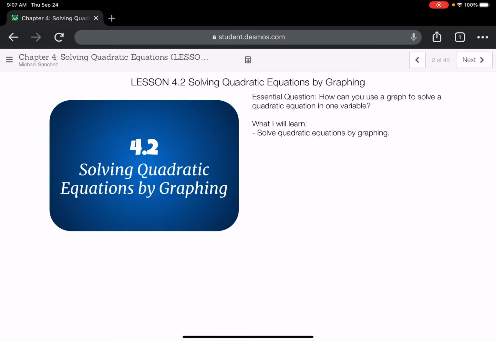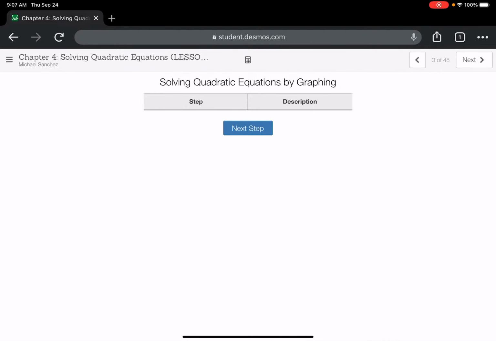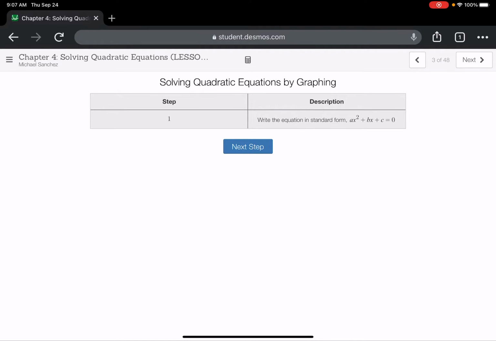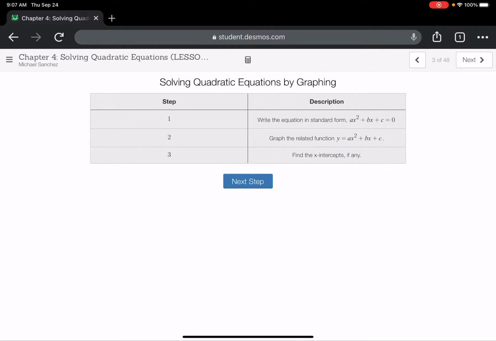In Chapter 3, we learned how to graph a quadratic function in standard form, vertex form, and intercept form. So our steps to solving a quadratic equation by graphing is to first write the equation in standard form. Make sure that we have our standard form equation equal to 0. Once we have that, we can graph the related function, meaning we're going to take the left side of our equation and create a function of y with it. It's going to give us a graph. And then step 3 is to find the x-intercepts, if there are any.